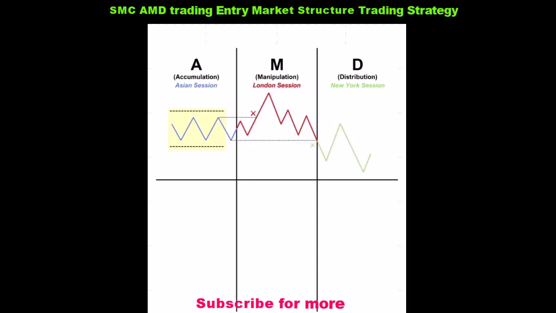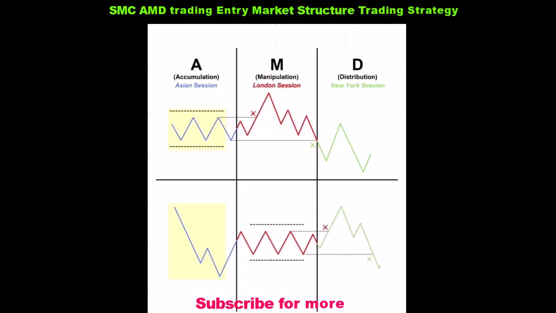Now, there's a caveat here. Say when you get to the charts and you see the Asian session has expanded instead of accumulating, then you should not expect the London session to manipulate. Instead, you should expect it to accumulate and therefore New York to manipulate. Put simply, it all comes down to what the Asian session has done.